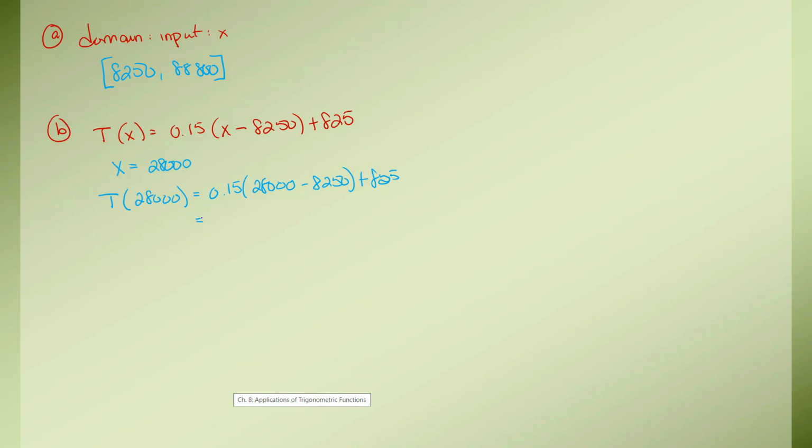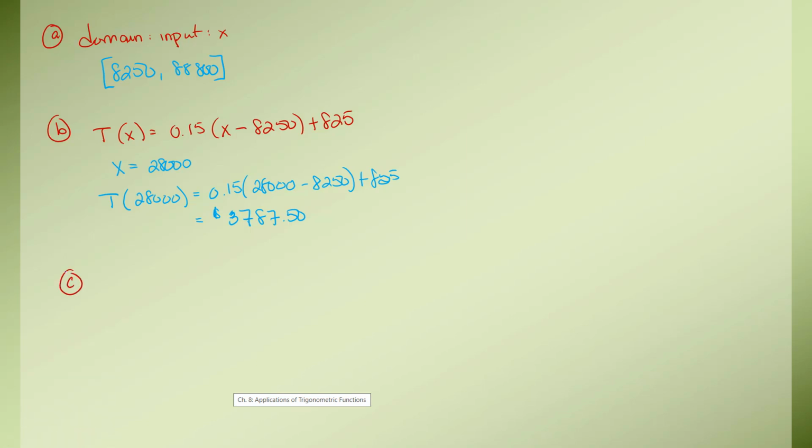I ended up with $3,787.50 for this tax bill. Hopefully we got the same thing. And here's what I do. I always do order of operations. So I subtracted the two numbers in the parentheses first. I multiplied it by the 0.15, and then I added the 825. And this is what I got. Good? Cool. Hopefully we're agreeing. It sounds like we are.